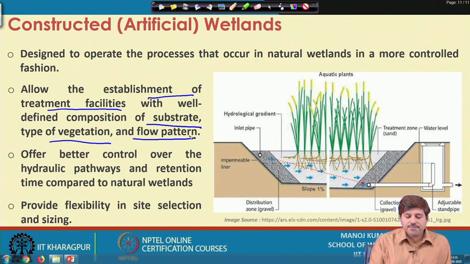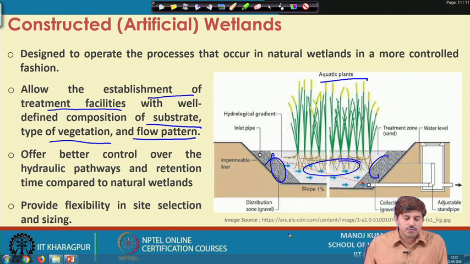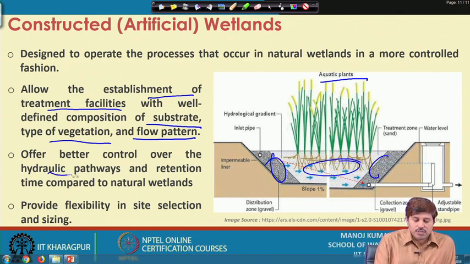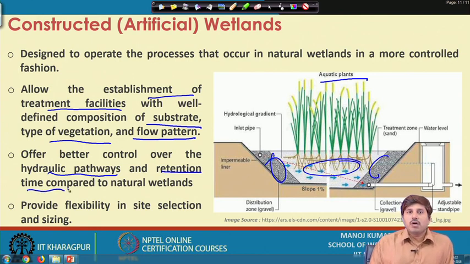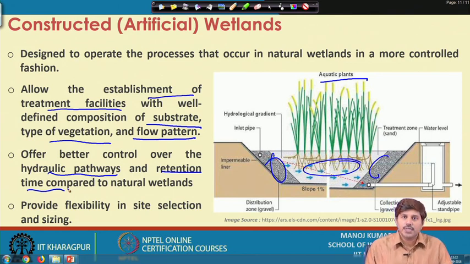So, we can have a fixed composition: what kind of aquatic plants or vegetation we want, what kind of filter media we want, and what kind of flow pattern we want, whether upflow, downflow, or horizontal flow. All those things we can control. We can control the hydraulic pathways and the retention time, that is, for how long we want the water to be retained in the system. That is important, because if we are working with a very high flow rate, the retention time is very low, and we will probably not get the desired removal. To get the removal, we must ensure the water spends adequate time in the wetland, so that sedimentation, degradation, decomposition, or adsorption can take place effectively.